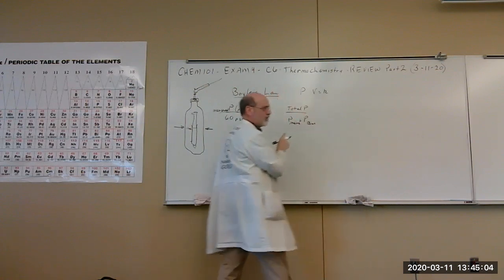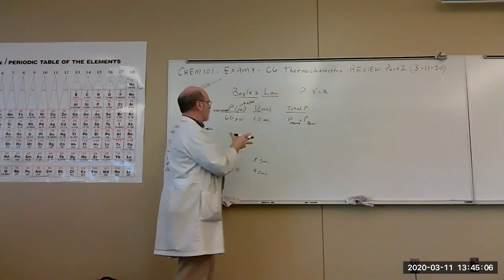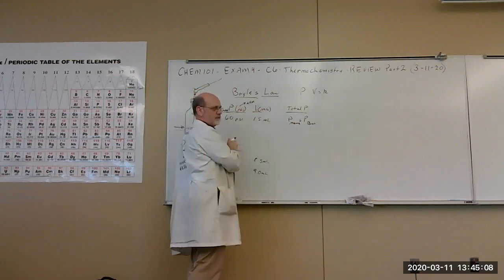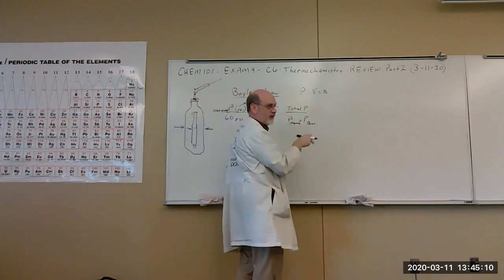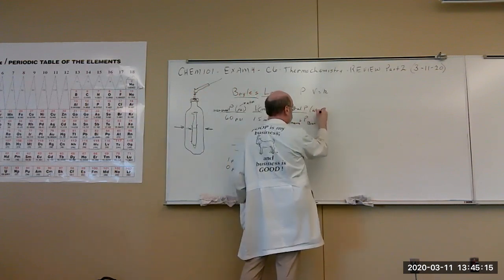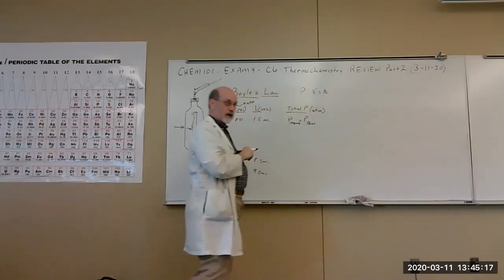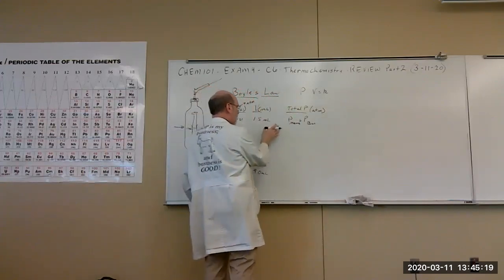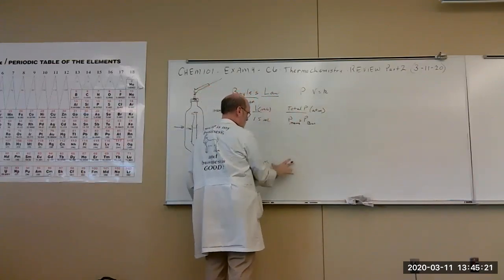But they have to be the same units, right? So the most convenient way is to convert this one to atmospheres and convert the barometric pressure to atmospheres. And that way, your total is in atmospheres. Okay? That's the one you plot, this one against that one.